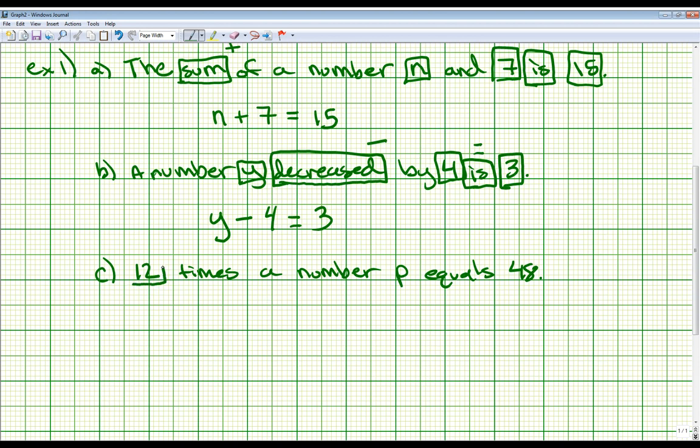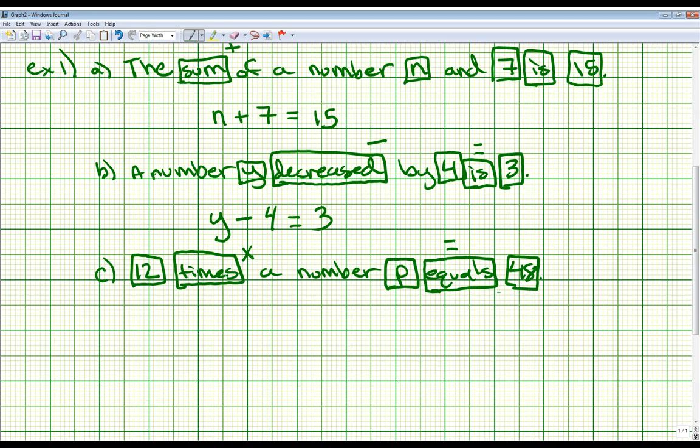So we have a number here, so we're going to use 12. Then it says the word times. When we think of times, we're going to think of multiplication. 12 times a number p. P is going to be in there somewhere. This time it actually says equals instead of is, so we know that this is going to be our equal sign. And then it's going to equal 48.